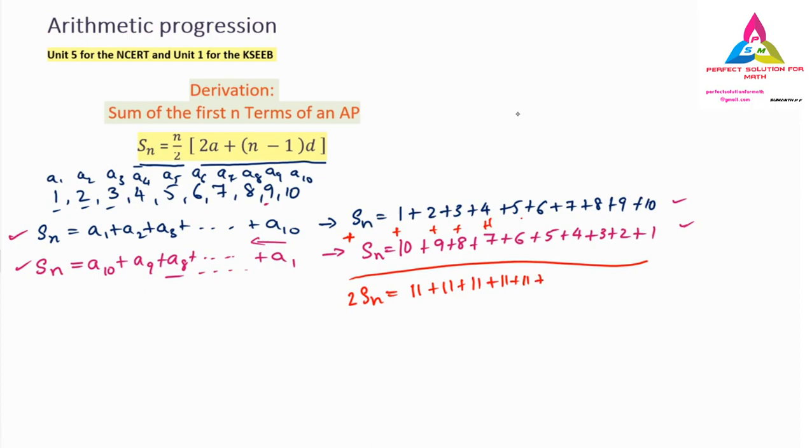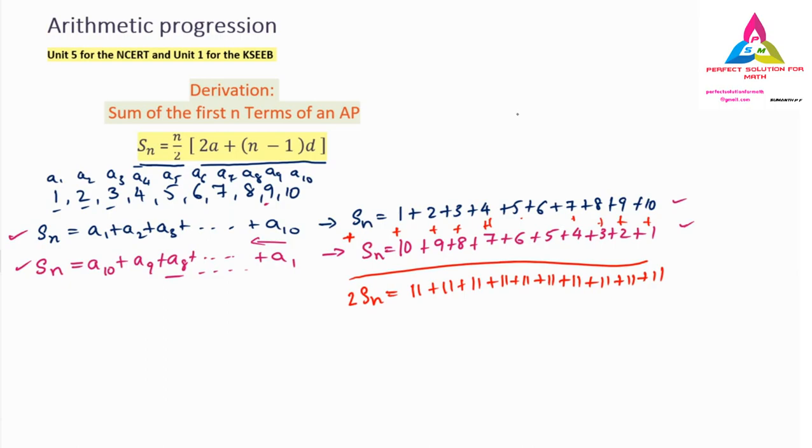6 plus 5, 11. 7 plus 4, again 11. 8 plus 3, again it is 11. 9 plus 2, again it is 11, and 10 plus 1 is again 11. So here you can see 2 times Sn is equal to 11 plus 11 plus 11, till the last you have 11.